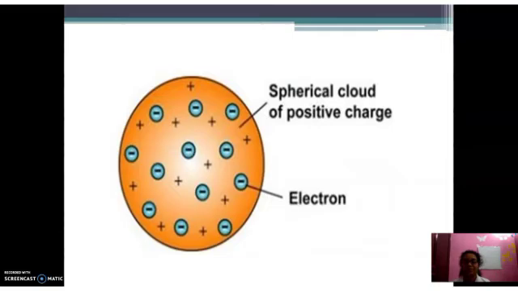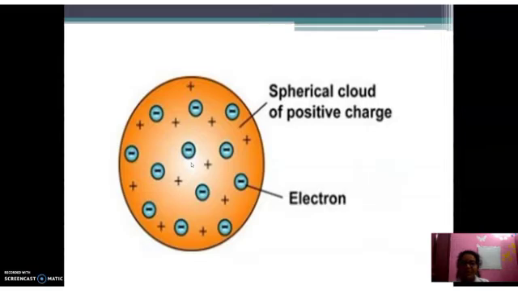We'll see his model. This is the Thomson model. We can see here electrons and protons. The protons are arranged in the form of a spherical cloud of positive charge, a sphere made up of positive charge, that is protons. And he claimed that electrons are embedded in the atom.